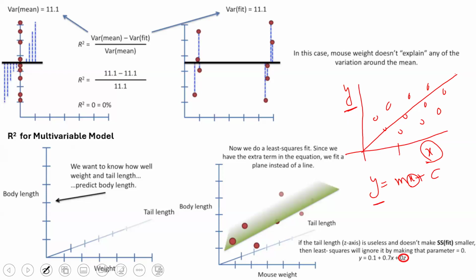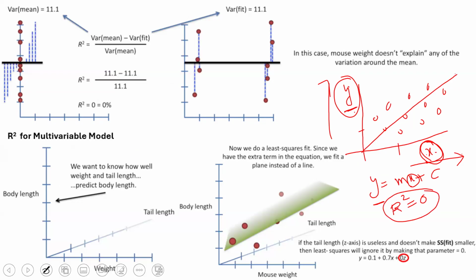Okay, for different values of x, you are predicting the value of y. This can happen only if there is a relationship between y and x. Something like, if mouse weight is increasing, size will increase. If there is no such relationship between y and x, then r square will be equal to 0. Why will r square be equal to 0?